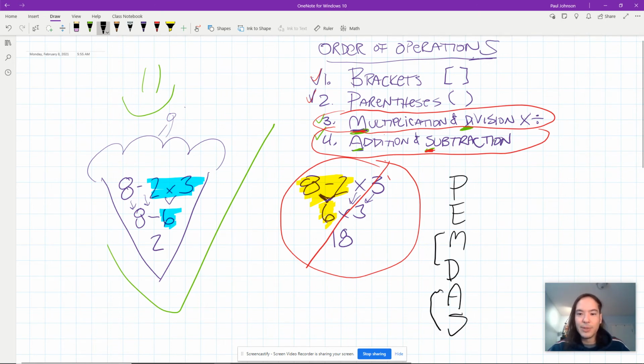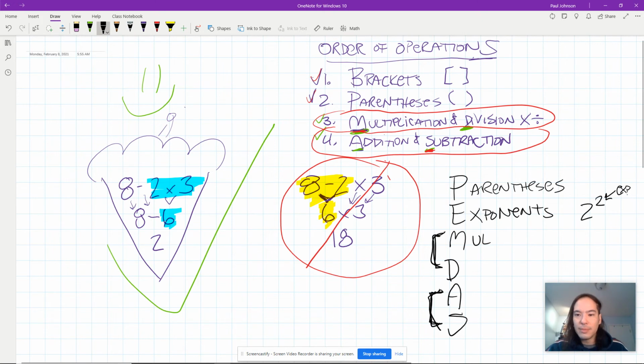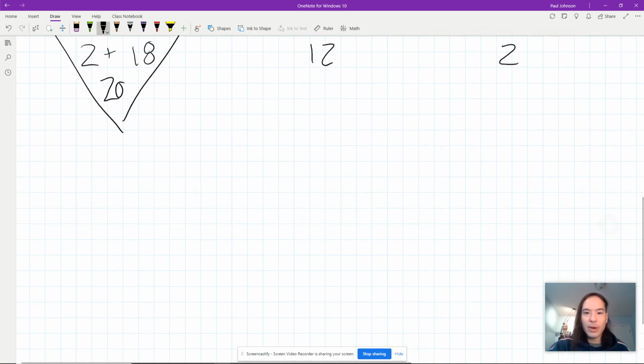PEMDAS. Please excuse my dear Aunt Sally. That's how your parents probably learned it. That's how I learned it. Please excuse my dear Aunt Sally, which is parentheses. The reason why we don't do this one in fifth grade is because you will not have experience with exponents. Exponents are like when you see that little number up there, that's an exponent. So that's like to the power of, and then multiply, divide. Remember those steps happen together, and then add and subtract. Those steps happen together.